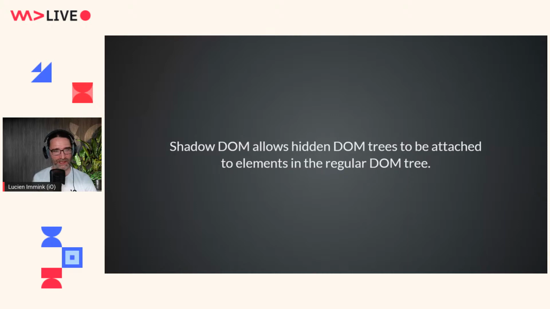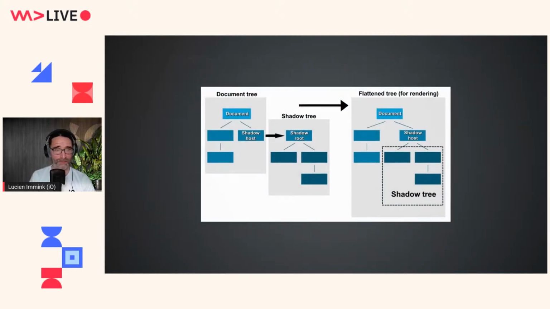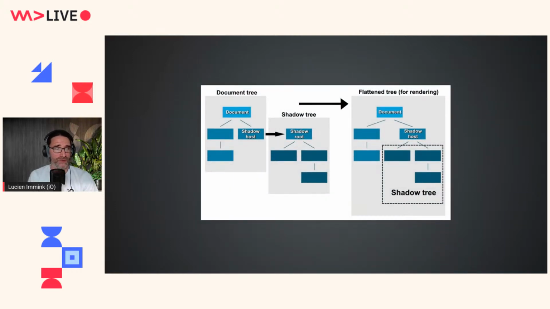So what it does, it allows a hidden DOM tree to be attached to elements in the regular DOM tree. So maybe a picture can help. What I can do, for example, is I have a normal document tree with my web component, which is then called a shadow host. And inside that shadow host, I can build my own standalone document object model, right? With an image, with a paragraph, with anything. But if we inspect it, we'll only see, yeah, it has a shadow DOM. That's all. We cannot query the elements directly, or well, maybe we can. I'll show you in a minute.